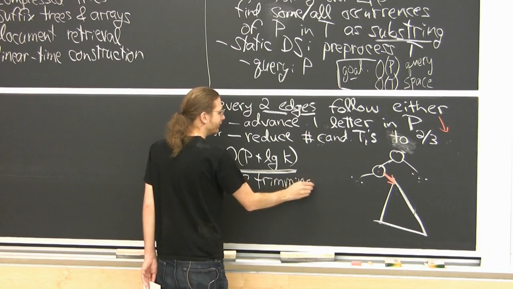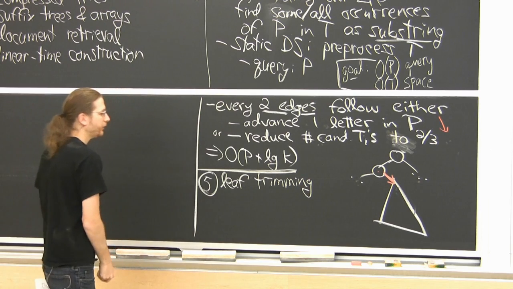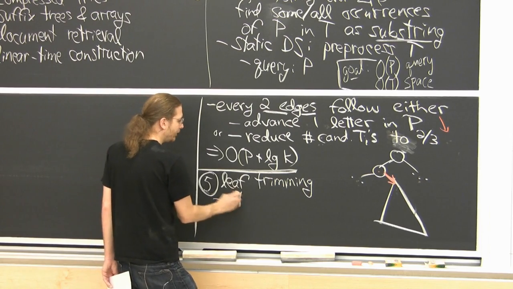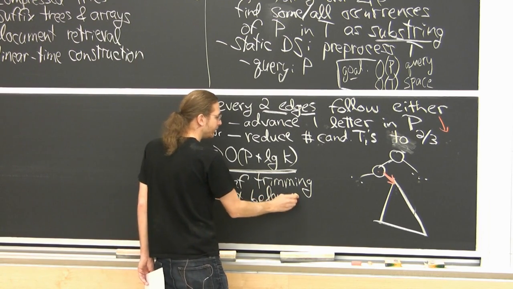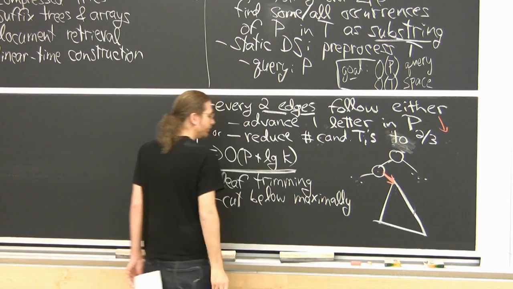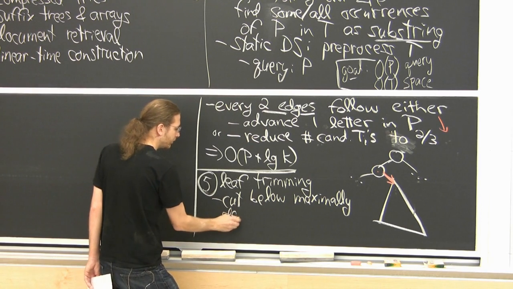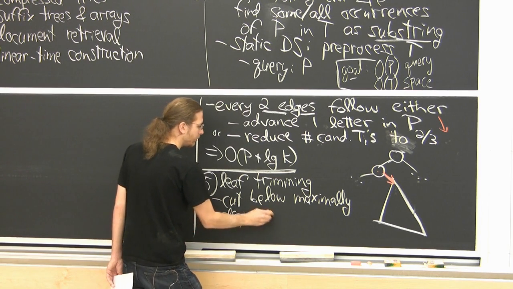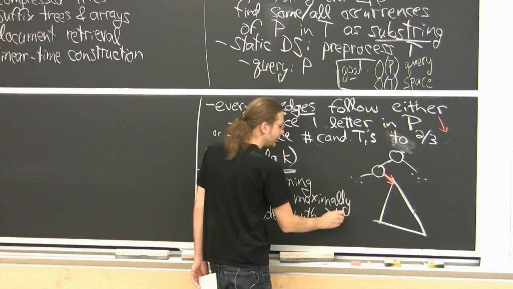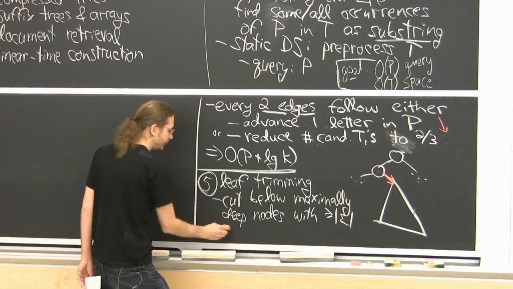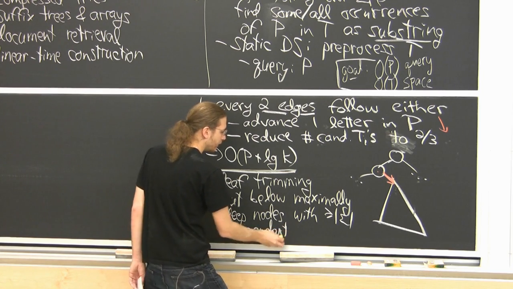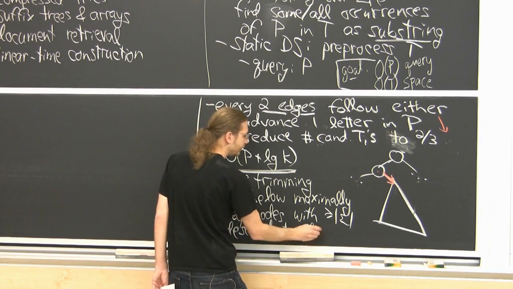Indirection. So we're going to use this idea of finding, we're going to cut below maximally deep nodes with the right number of descendants in them. So we need at least sigma descendants. It could just be descendants or descendant leaves, doesn't actually matter.